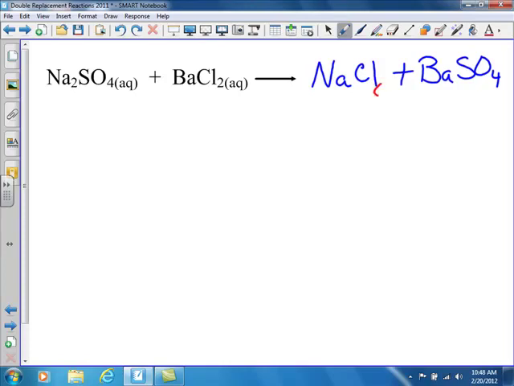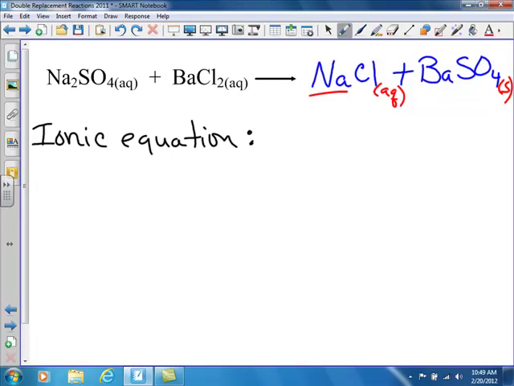And at this point, group 1 element with sodium, so that is the aqueous. Barium sulfate is the solid. Okay, now we're going to take this and write out the ionic equation. The ionic equation takes everything that is aqueous, everything that's aqueous is this, this, and that, and it writes those as ions.